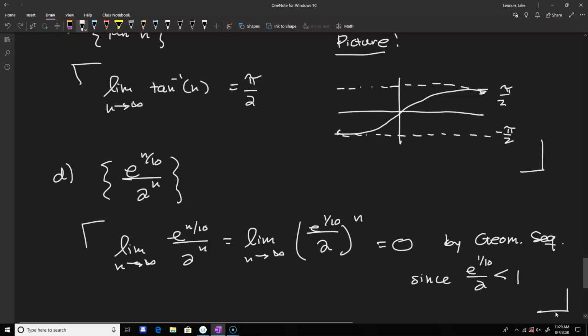So that's it for sequences. We'll move on and begin talking about infinite series next. That again is going to be more to the point of what we're going to be doing for the rest of this class, moving towards Taylor polynomials and things like that.